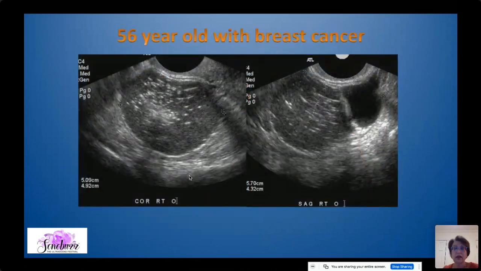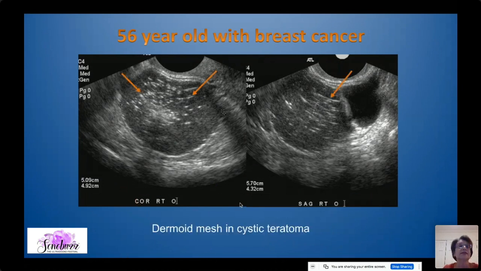Now, another lesion that we can readily diagnose is this one. This was a 56-year-old woman with breast cancer, so you can imagine that she was very anxious. But we can reassure her because this is indeed an ovarian mass, but it's more solid appearing, with these typical echogenic lines within it, which is characteristic of a cystic teratoma, a dermoid. And this is the dermoid mesh.